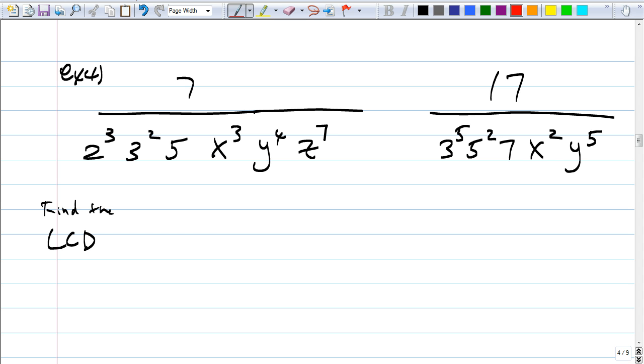Question? When you have all the numbers, you want to pick the highest exponent? Exactly, because you want to make sure both of these denominators will go into this LCD.